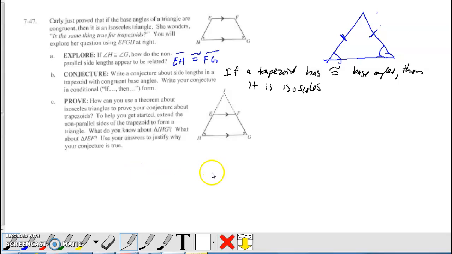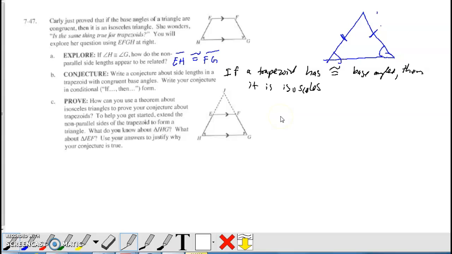So how can we use the theorem about an isosceles triangle to help prove your conjecture about trapezoids? Right? So to help you get started, extend the non-parallel sides of the trapezoid to form that lovely triangle. So what do you know about triangle JHG, and what about JEF? Okay, so again, try pausing the video and coming back to it.